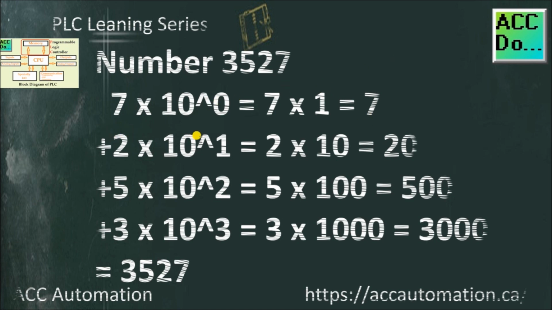plus 2 times 10 to the 1, which is 2 times 10 equals 20, and then you have 5 times 10 to the 2, which is 5 times 100, which is 500, and then we have 3 times 10 to the 3rd, which is 3 times 1000, which is 3000. We add up 3,520 and 7, and we get 3,527. So we basically proved how we calculate that number to get the value that we do have. And we're actually converting it from decimal to decimal, but you understand how we actually get that value.